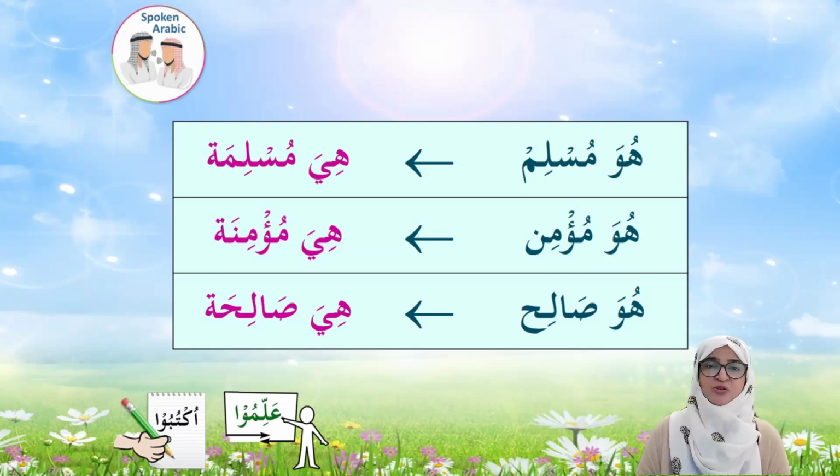And then the best way to learn is write down, see what's written here: 'allimu, uktubu. 'Allimu means teach. The best way you will learn is by teaching somebody. Try to teach somebody whatever you learn in the class today. And uktubu is to write.